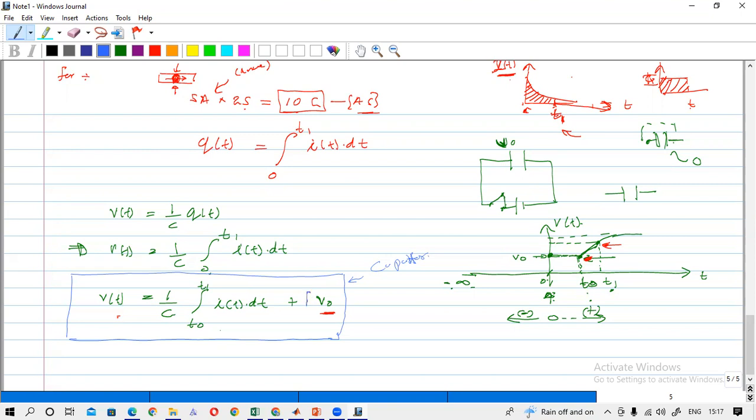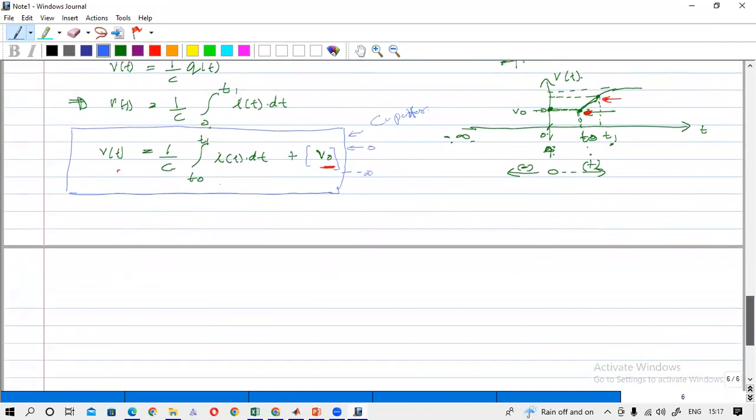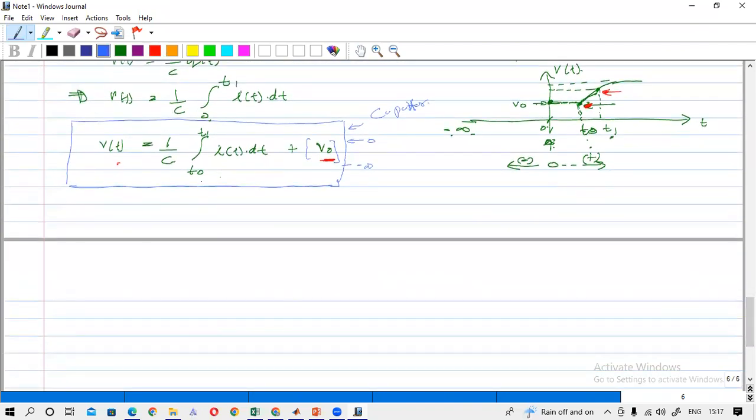Okay, so this V naught is the voltage from minus infinity to 0. We don't know minus infinity to 0, so we can consider it like this. And there is another equation we can get from this equation. So we can somehow terminate this integral. To terminate this integral, what we have to do? We have to differentiate this.